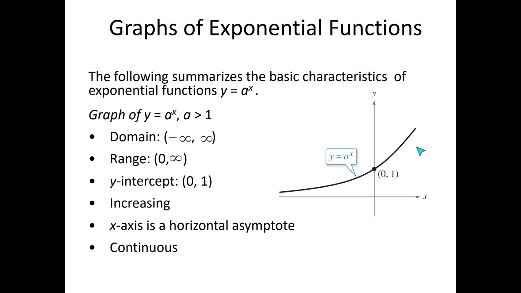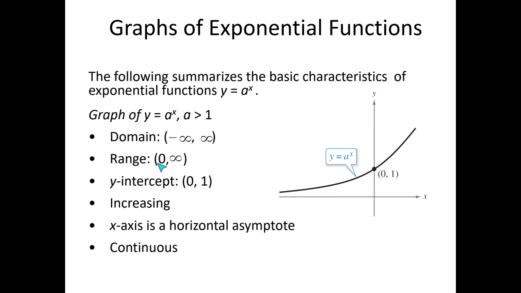So if we look at this graph, this point here, (0, 1), is our y-intercept. And that's going to be the case for any problem that looks like this, such that in front of a you have a 1. The domain is from negative infinity to positive infinity because we're using all these x values to be able to draw this graph.